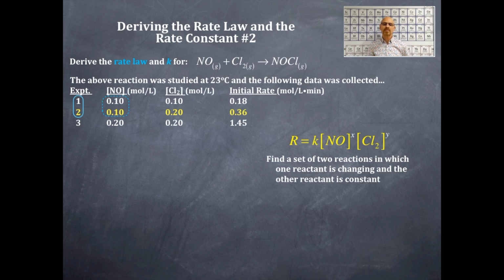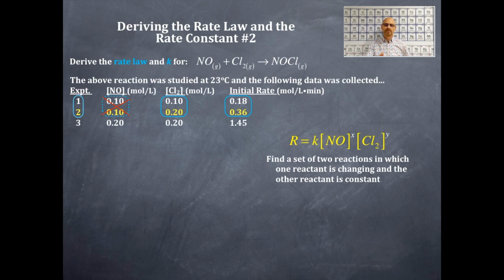We're going to look at experiment 1 and 2, and you should see that the NO is being held constant at 0.1 for both experiment 1 and experiment 2. So we're going to cross those out. Those are being held constant. That means that the initial rate is independent of the NO because that concentration is being held constant. So we're going to look at the Cl2 concentration and the initial rate and compare those two. The Cl2 concentration is going from 0.1 to 0.2. Then the rate is going from 0.18 to 0.36.